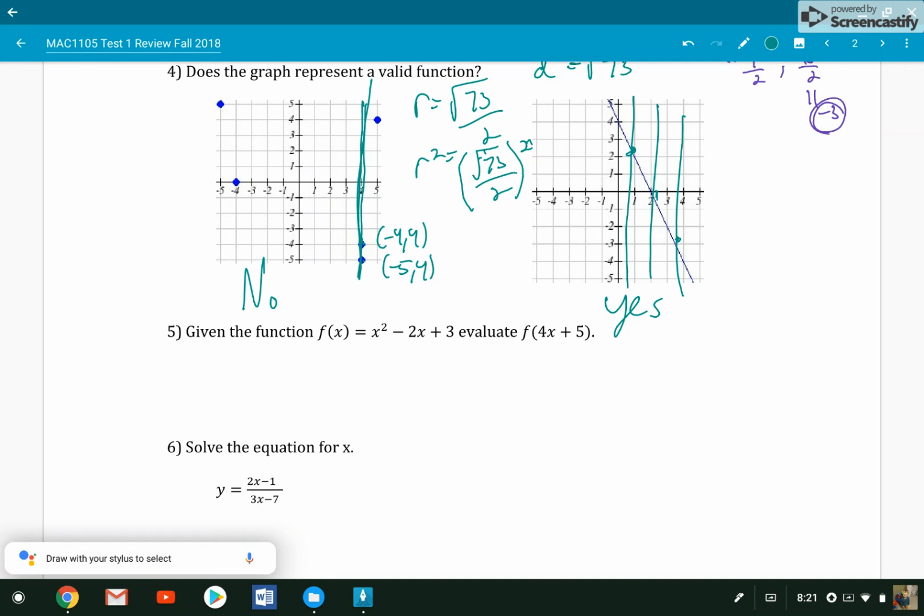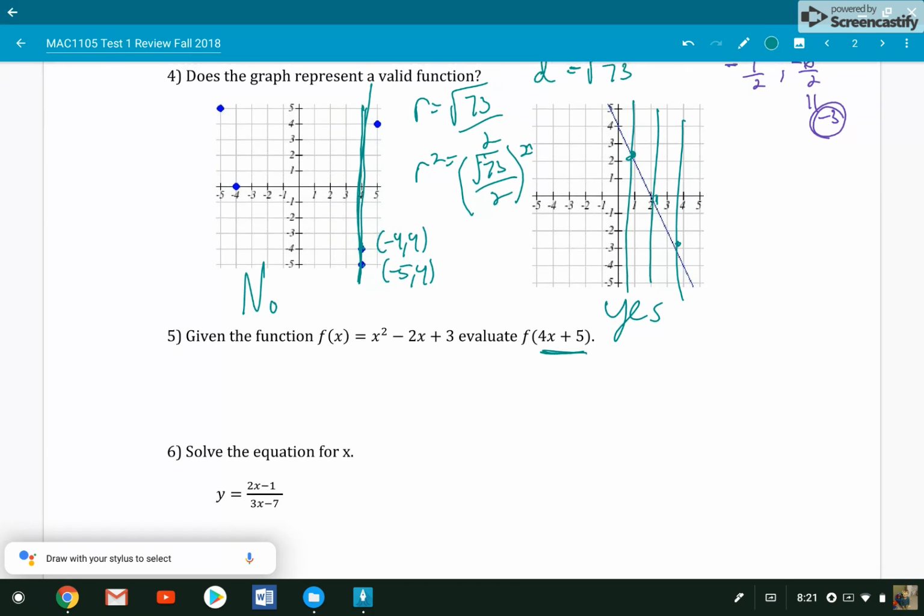Number 5, a little bit of function composition going on. So I've got the function f of x is equal to x squared minus 2x plus 3. I want to evaluate f at 4x plus 5. So essentially, wherever there is an x, I'm going to plug in 4x plus 5. So plug the 4x plus 5 in here, and the 4x plus 5 in here. So I'm looking at 4x plus 5 squared minus 2 times 4x plus 5 plus 3.